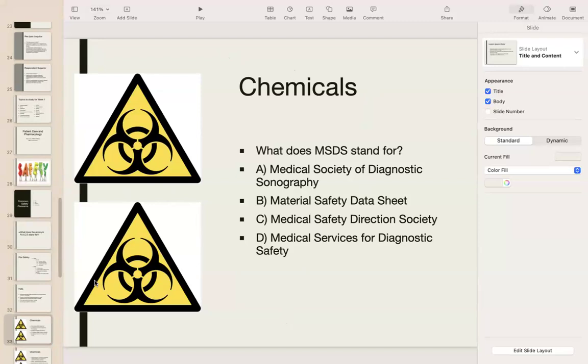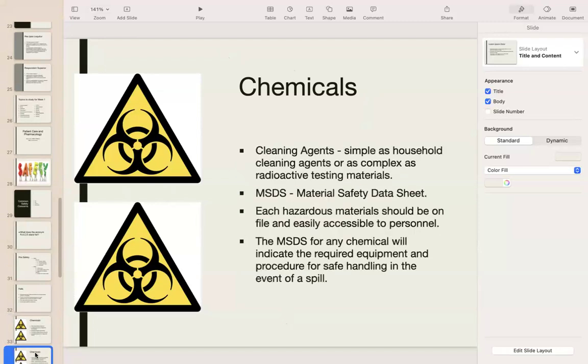This is important to be aware of because this is where they put together the different materials that we have in our department. They list out cleaning agents, as simple as household cleaning agents, or as complex as radioactive testing materials. Each hazardous material should be on file and easily accessible. And the MSDS for any chemical will indicate the required equipment and procedure for safe handling in the event of a spill.